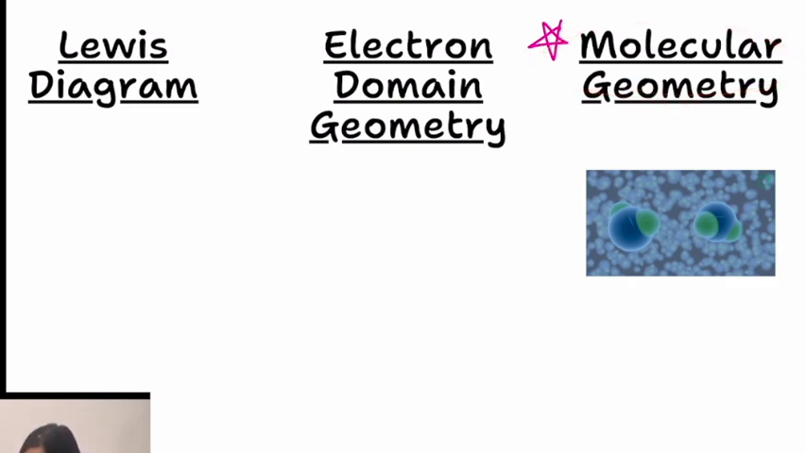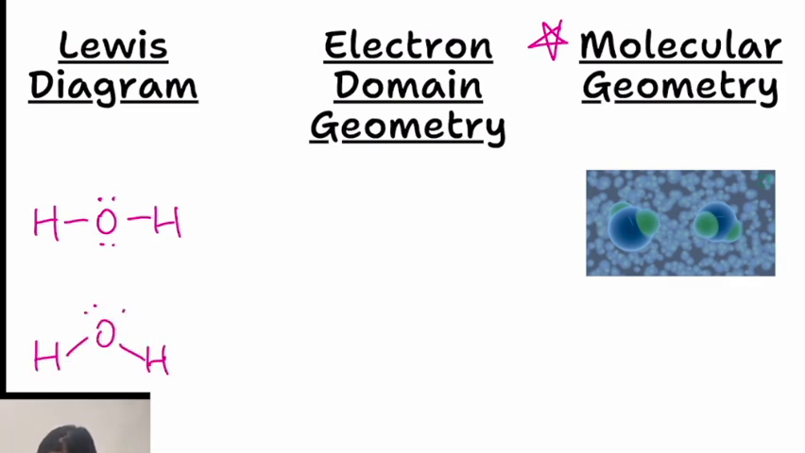Okay, so let's say, for example, water, H2O. Its Lewis dot diagram will be hydrogen, single bond, oxygen, single bond, hydrogen, and then 4 lone pair electrons on the oxygen. For the Lewis dot diagram, it doesn't really matter how you draw it. You can draw it as a linear structure, you can draw it as a bent structure. Both are considered correct in a Lewis diagram because the Lewis diagram only cares about the atom arrangement.